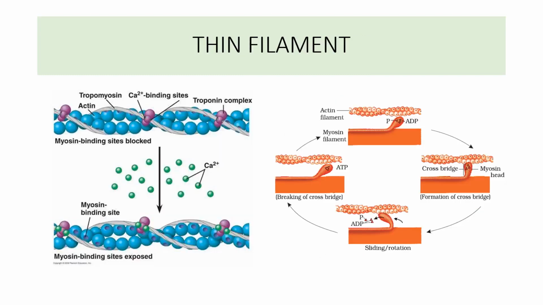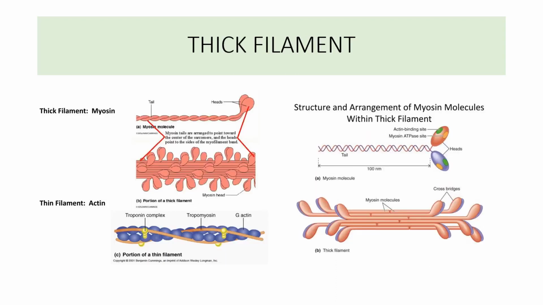Next term is thin filament. Thin filaments are formed by three types of protein. Number one, the F-actin. Number two, troponin. Number three, tropomyosin. These three all together form the thin filament. The ADP present on the F-actin molecule forms the active sites for the head of myosin to move.